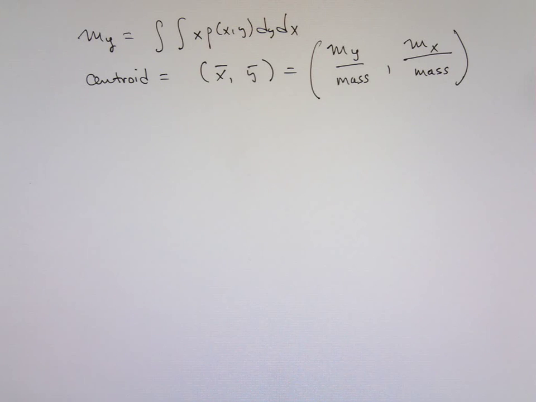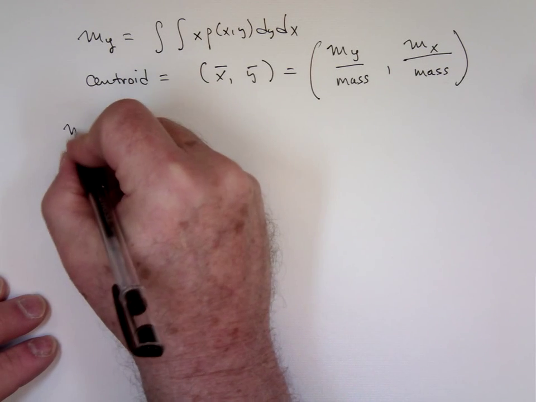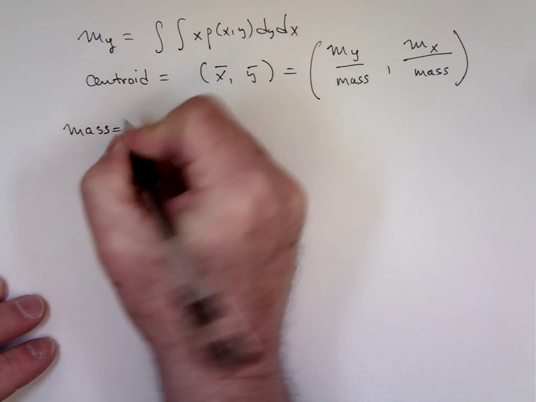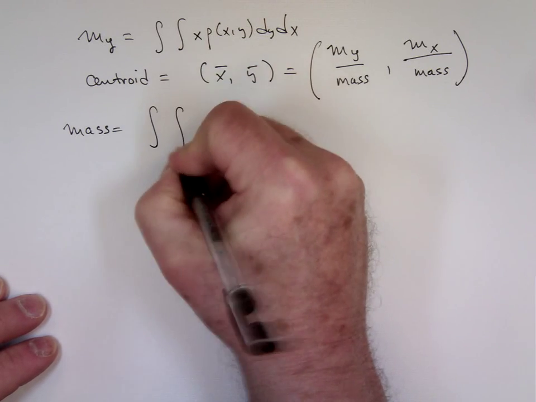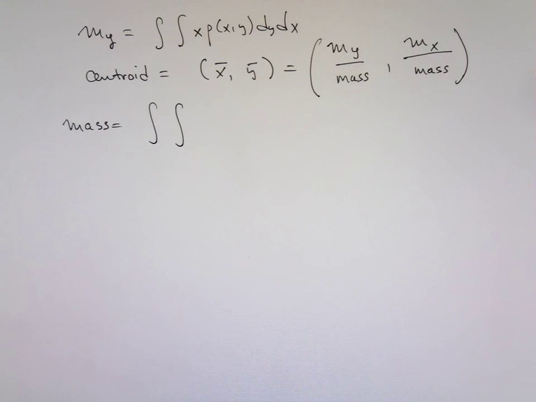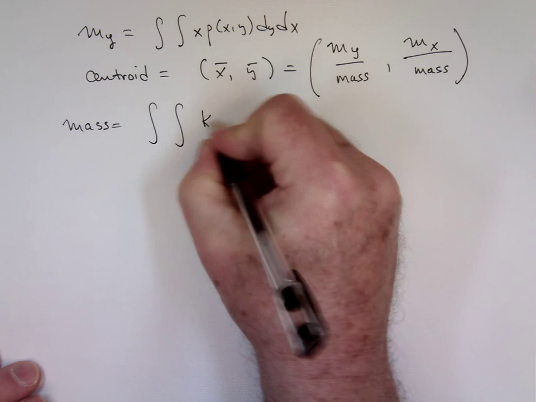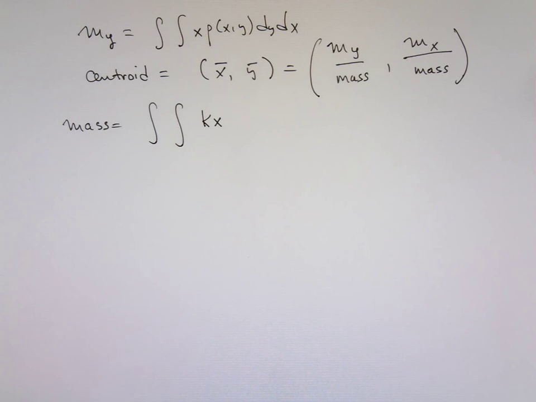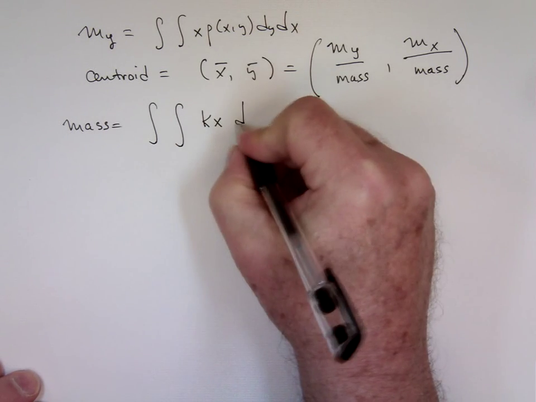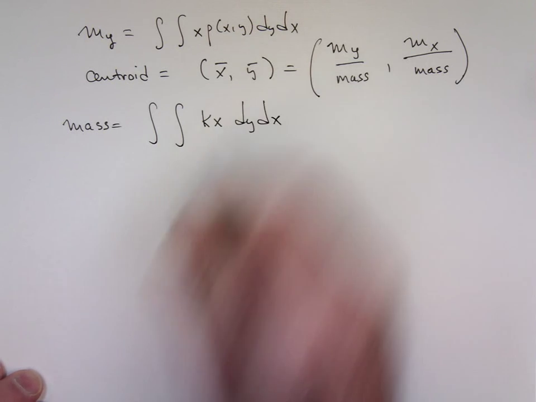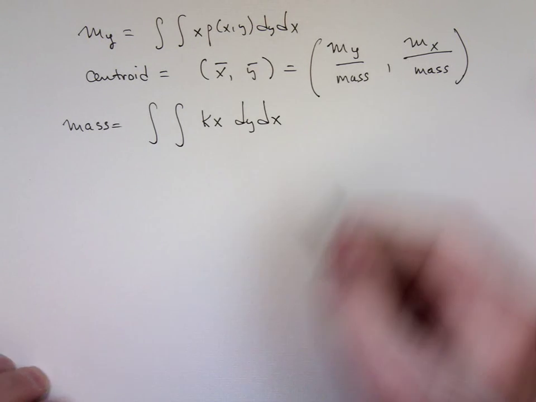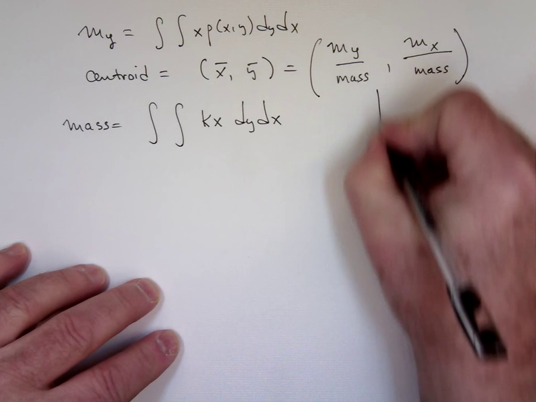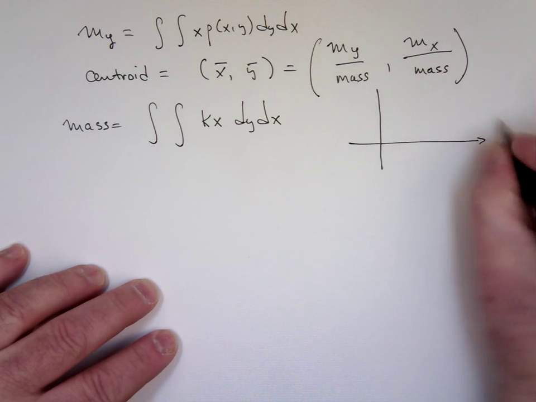All right, so let's find the mass first. Mass is equal to the double integral of our density function, dy dx. The y's are going to go from, now recall what our lamina is here. Let me do this one more time.